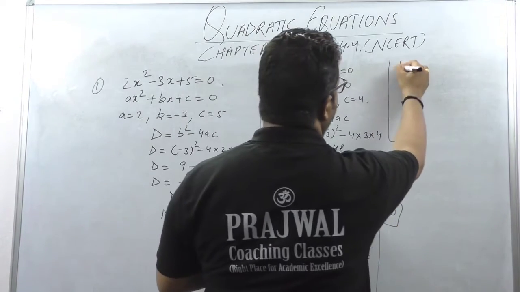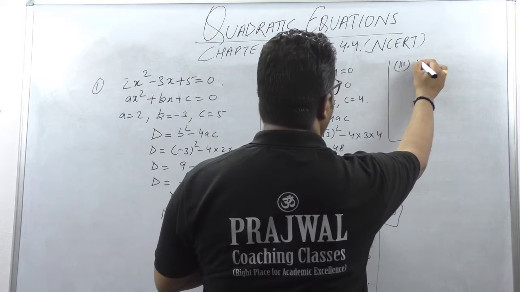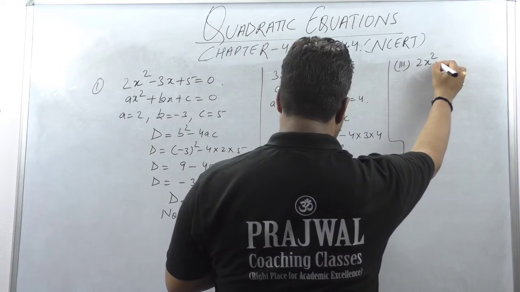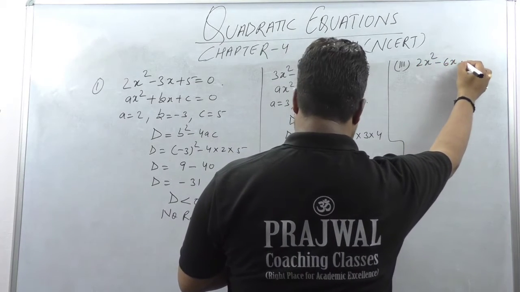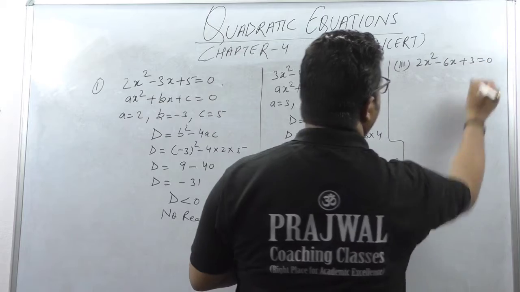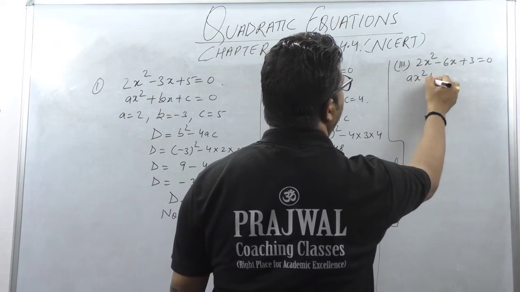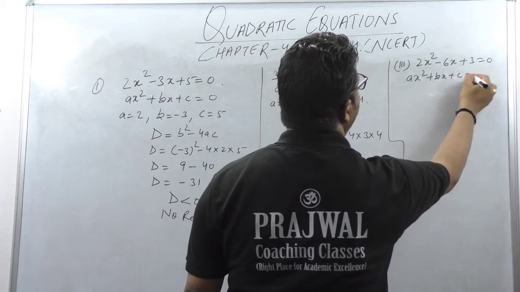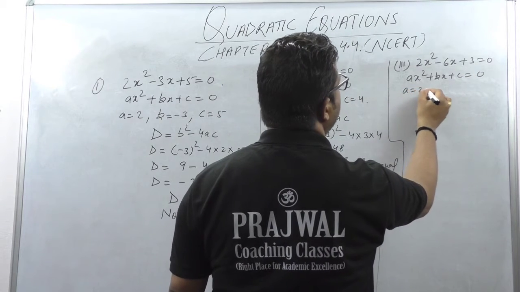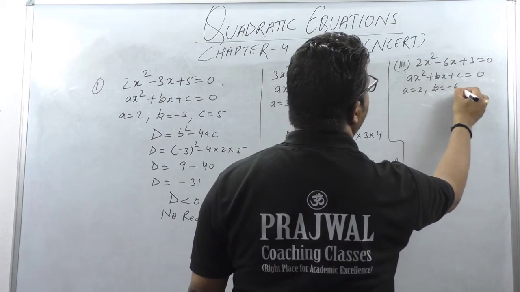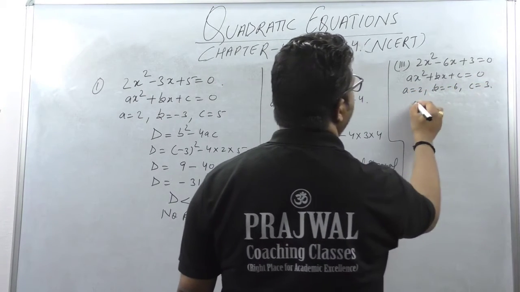Now see the third part. The third part is given to you: 2x² - 6x + 3 = 0. Again, you can compare with the general equation ax² + bx + c = 0. So the a value is 2, the b value is -6, and the c value is 3.